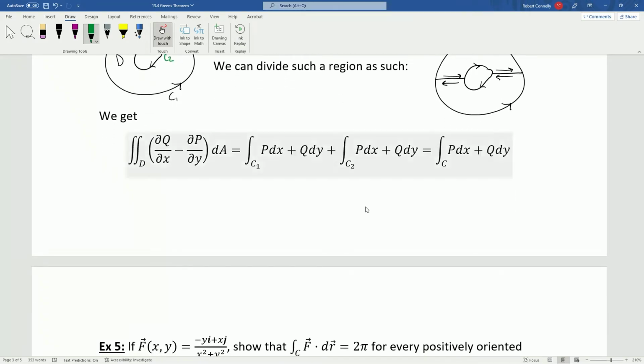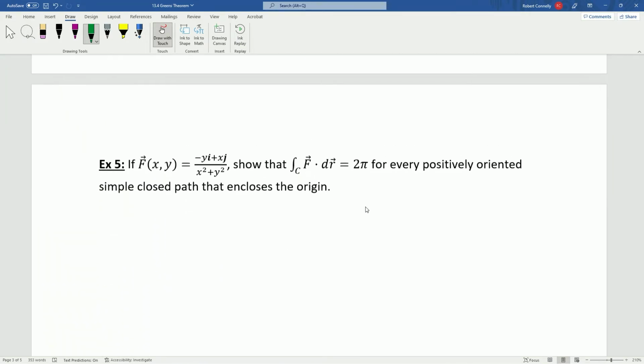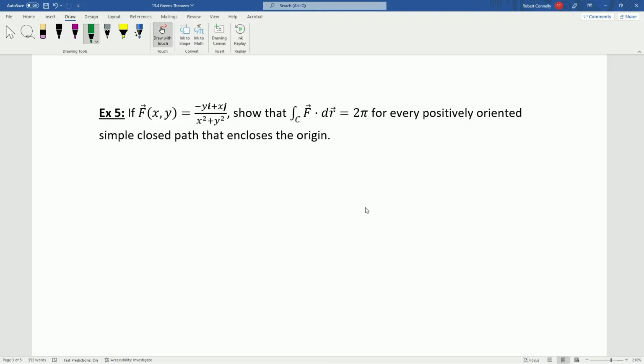Okay, so let's consider this problem. Things become a little bit more complicated when you deal with a hole in the region. If F(x, y) equals (−y i + x j) over (x² + y²), show that the line integral over C of F dot dr equals 2π for every positively oriented simple closed path that encloses the origin.